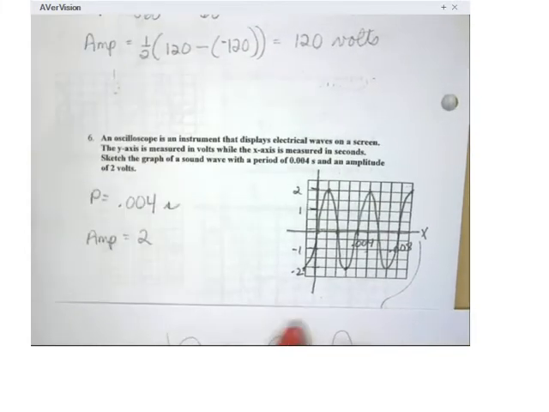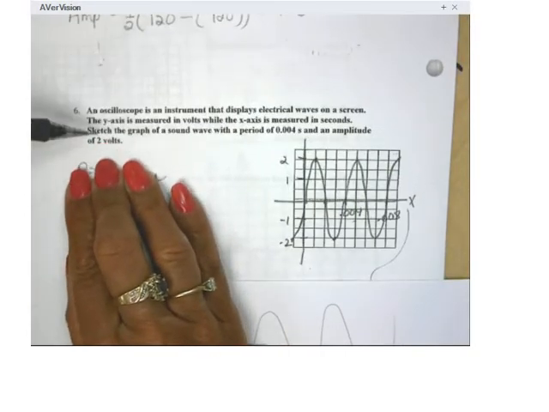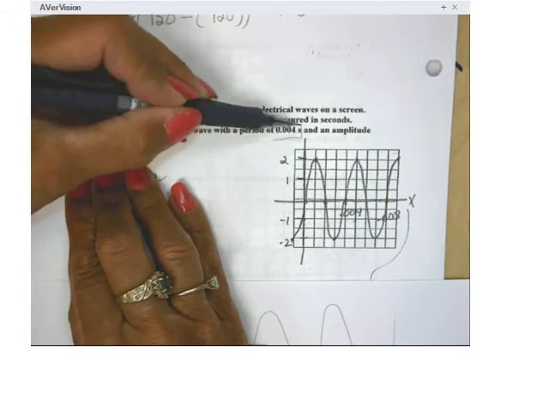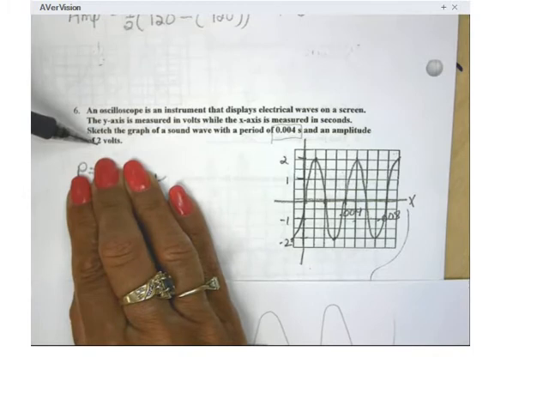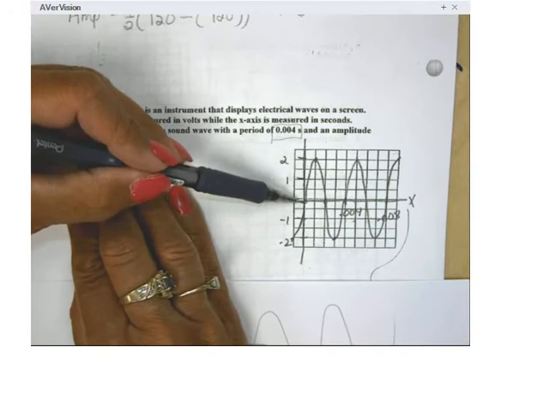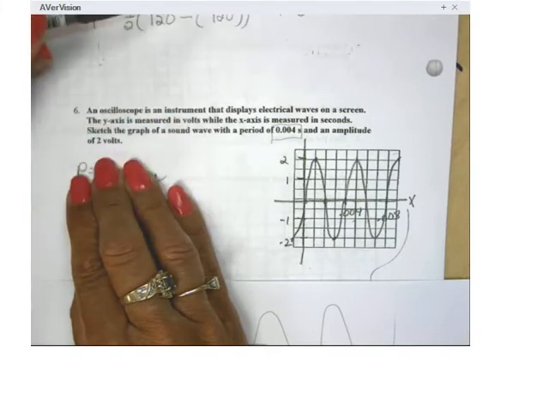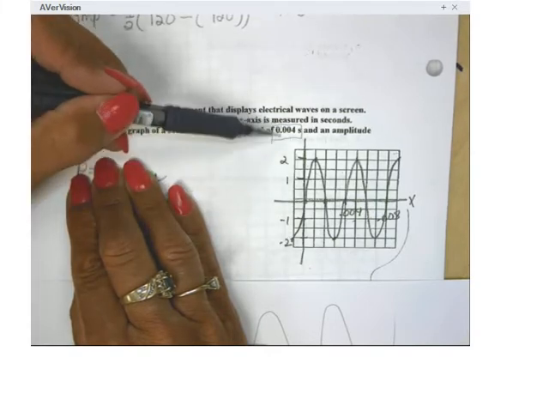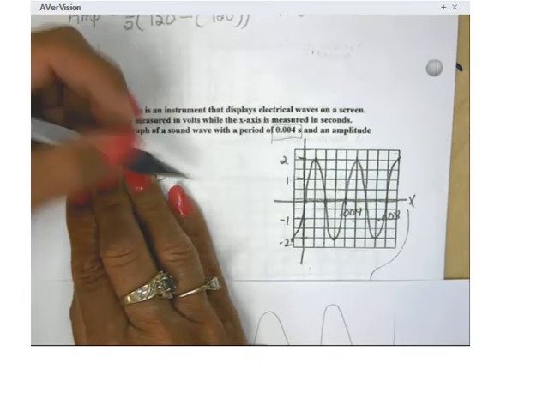And again, this last one, I asked you to graph a graph that has a period this long, and has an amplitude of 2 volts. So it's going to go up 2 and down 2 from a middle. I just chose to graph my graph starting here at 0, 0, and I went up 2 units and down 2 units. You can see I spread it out a little bit. And I knew that my graph had to finish a cycle in 0.004.